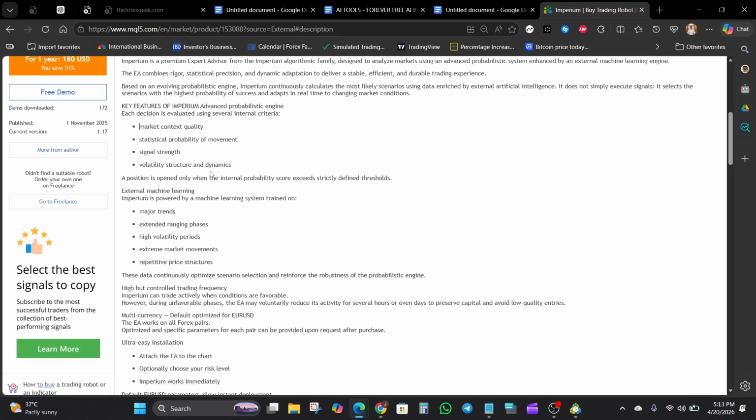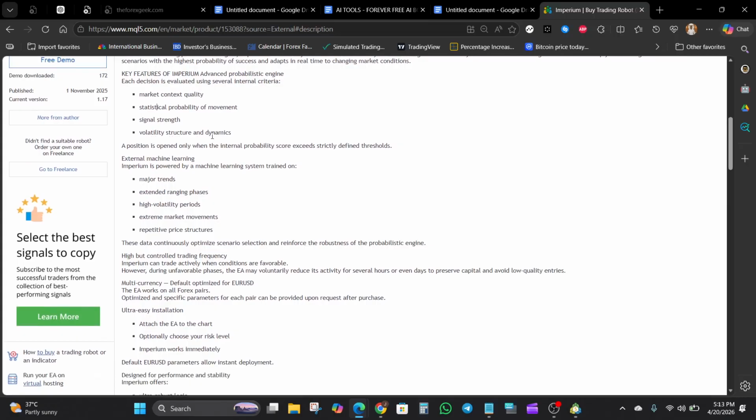Instead of following a single rule set, it is essentially evaluating multiple factors, like market structure, volatility, and probability. You can see, right? Each decision is evaluated using criteria like the market context, quality, statistical probability of movement, signal strength, volatility structure, and dynamics. All right, a position is opened only when the internal probability score exceeds strictly defined thresholds.